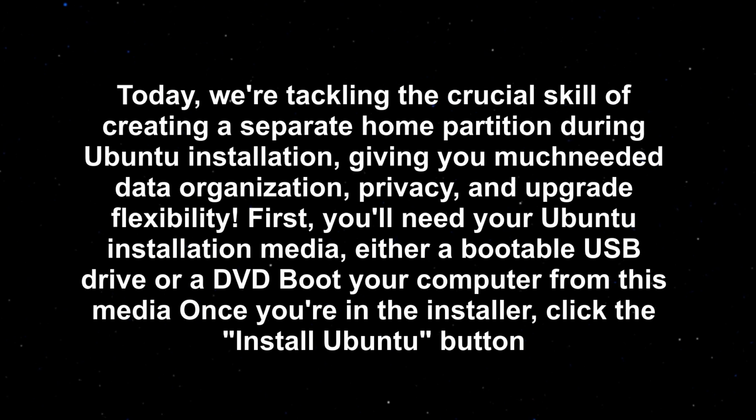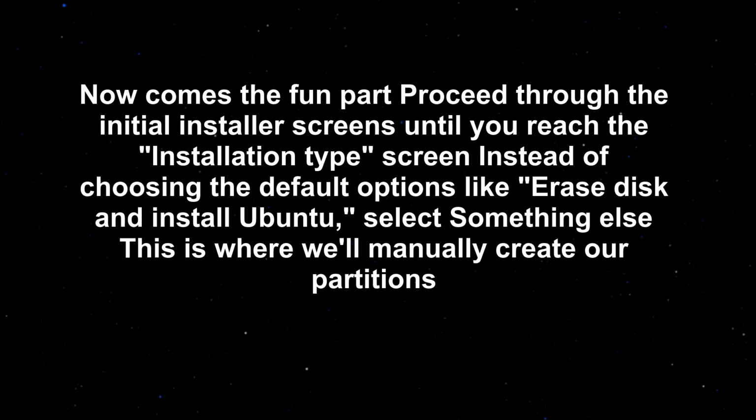Boot your computer from this media. Once you're in the installer, click the Install Ubuntu button. Now comes the fun part. Proceed through the initial installer screens until you reach the installation type screen. Instead of choosing the default options like Erase Disk and Install Ubuntu, select Something else. This is where we'll manually create our partitions.